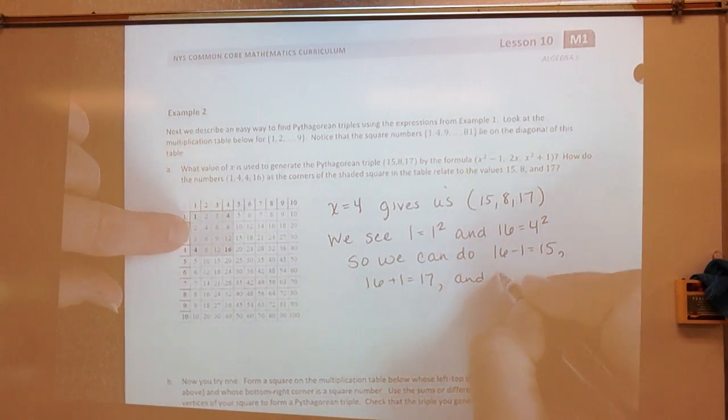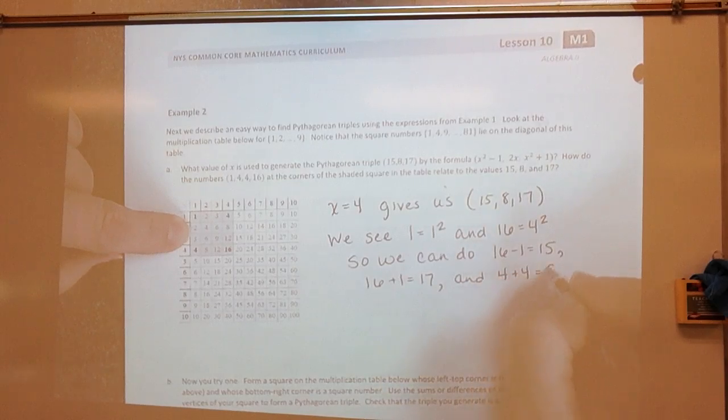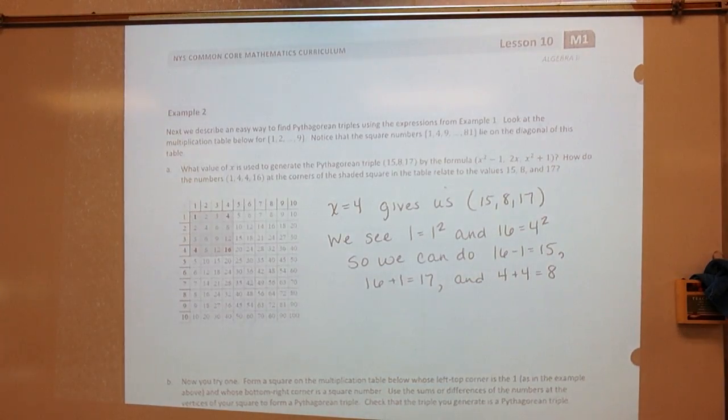And then, like I said, add your 4 plus 4 gives you 8. Okay, so now it says you try 1. Form a square on the multiplication table below whose left top corner is the 1, as in the example above, and whose bottom right corner is a square number. Use the sum or the difference of the numbers of the vertices of your square to form a Pythagorean triple.